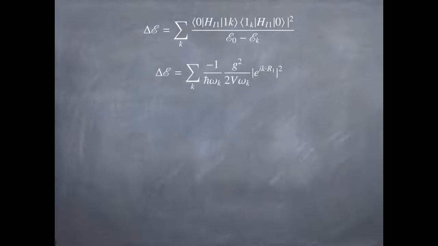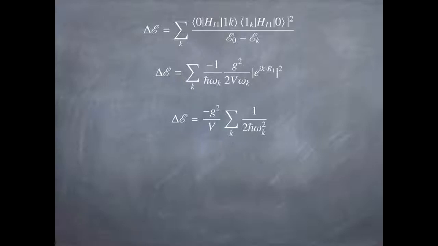If I calculate 0 H_I 1 on k, notice I just get a g squared, I get a 1 over V, and I get e to the ikr. Remember, e to the ikr1 was the coefficient of those creation and annihilation operators. And so I get something. I can add those guys up.